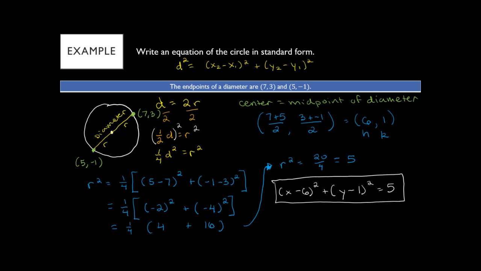So we had to do quite a bit of math. The hardest math was finding the radius. Finding the center was not too bad. That's just the midpoint. But to find the radius, you had to find the distance between the 2 points we're given for the diameter. And we know that half of that is the radius.